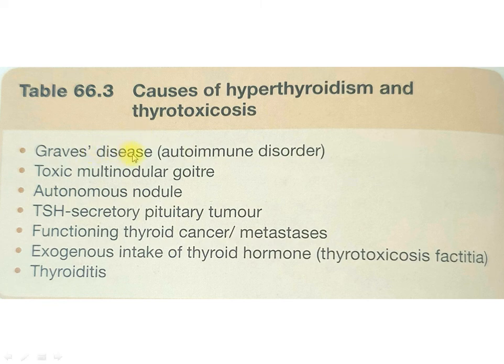Number one is Graves' disease, which is an autoimmune disease. Then toxic multinodular goiter, autonomous nodule, then thyroid stimulating hormone secretory pituitary tumor, functioning thyroid cancer or metastasis, and exogenous intake of thyroid hormone, that is, excessive intake of thyroid hormone that can give rise to so-called thyroid toxicosis. Then thyroiditis, inflammation of the thyroid. All these things can give rise to the condition of hypothyroidism and thyrotoxicosis.